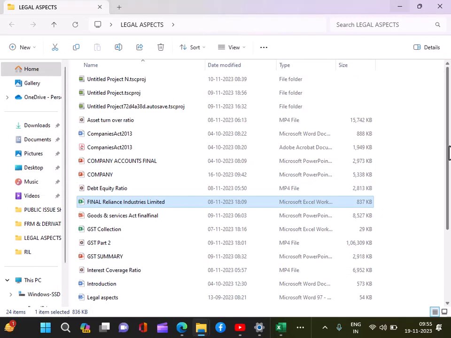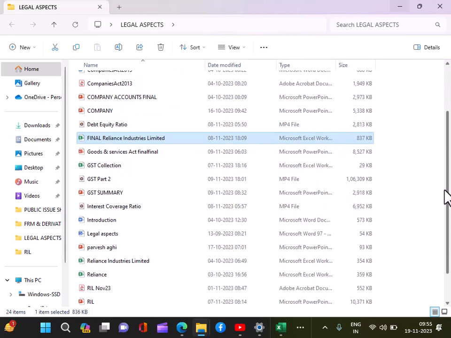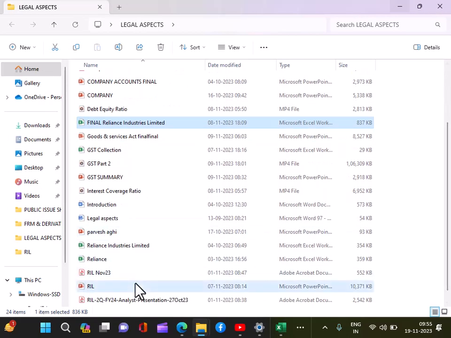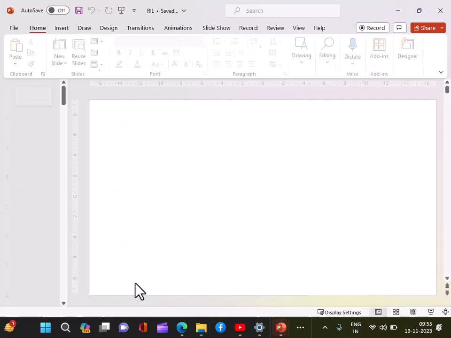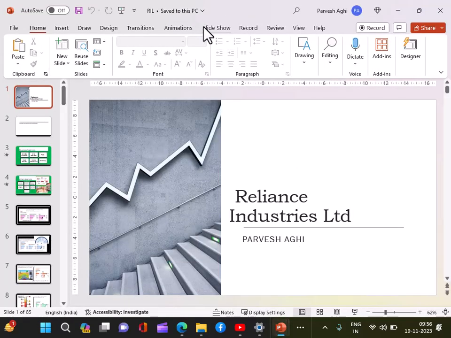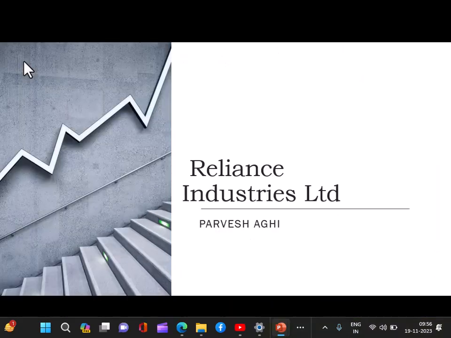So there is a PPT which I have included here, Reliance. All this information I pick up from the annual report. There is a section called management discussion and analysis report in every balance sheet. Reliance has done it beautifully, they have given everything there. You don't have to go anywhere except the MDA report.